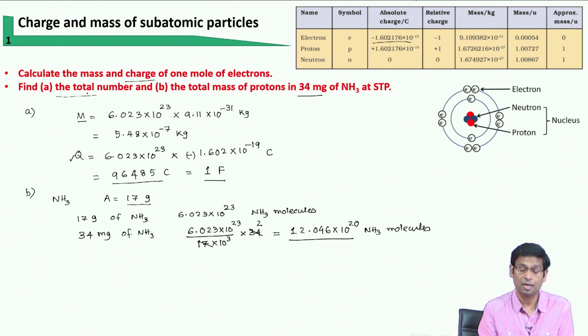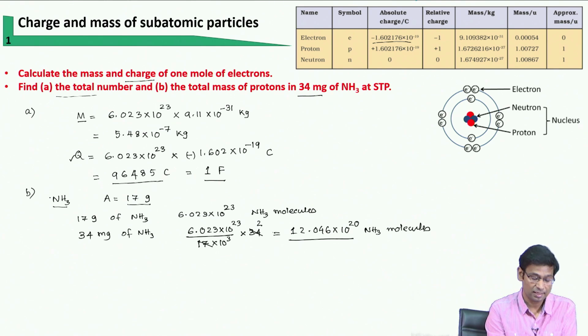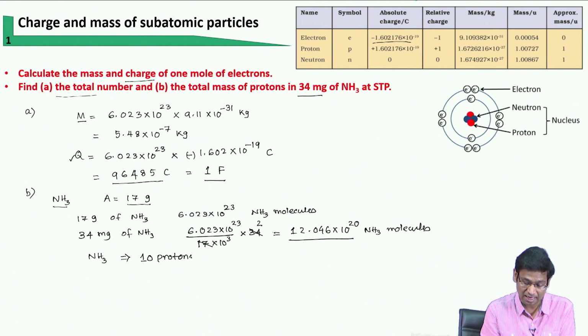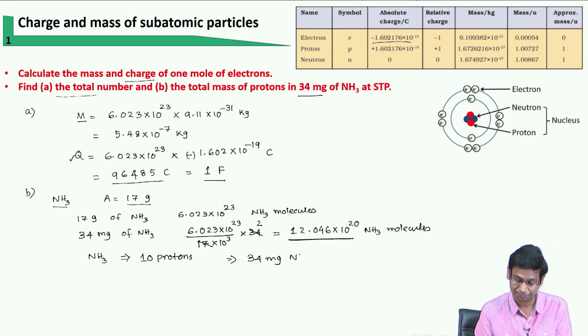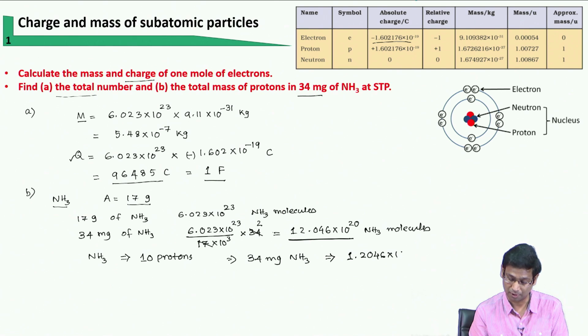But the question asks how many protons are there. Now, let us look at one molecule of ammonia. In one molecule of ammonia, the nitrogen atom will have 7 protons. Each hydrogen will have 1 proton. So together, one molecule of ammonia has 10 protons, but in our sample of 34 milligrams of ammonia, we have this many molecules. So 34 milligrams of ammonia would have this number multiplied by 10, which is 1.2046 × 10^22 protons.